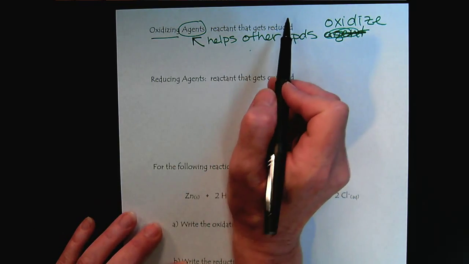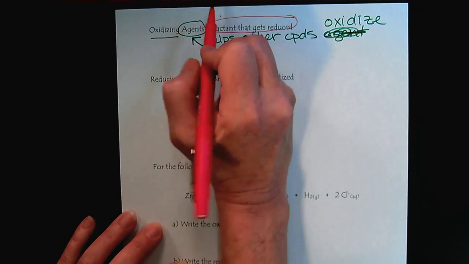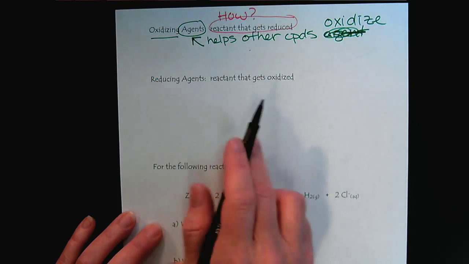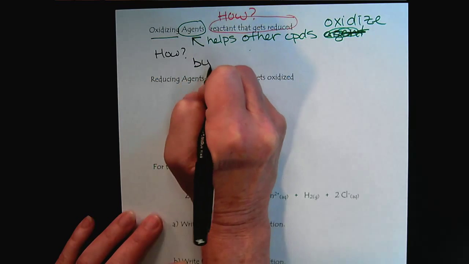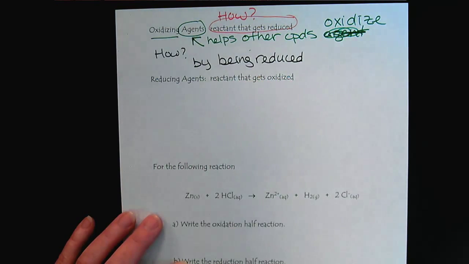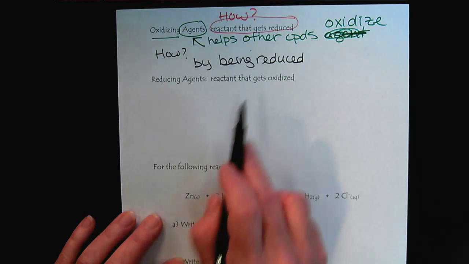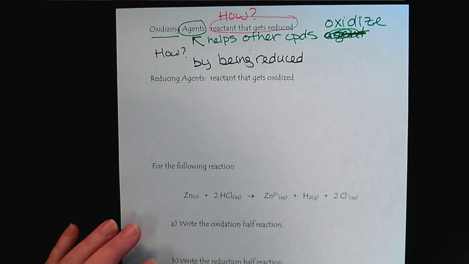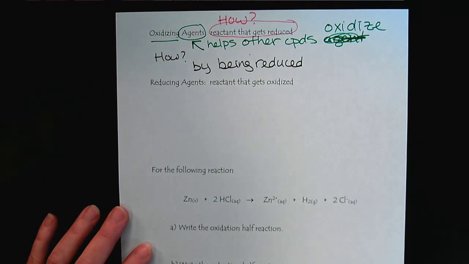And so then that helps this second part make sense. So this is the how. How does an oxidizing agent help other compounds oxidize? Well, by becoming reduced. And if we focus back on our inorganic definition, we can think about it in terms of the electrons. By gaining electrons that the other compound wants to lose. So there always has to be that exchange.